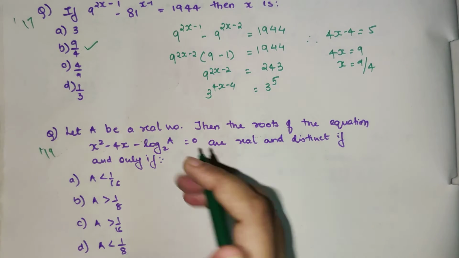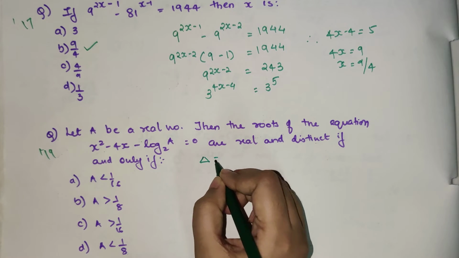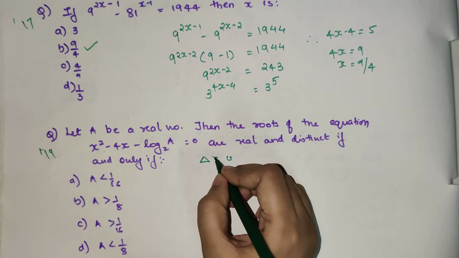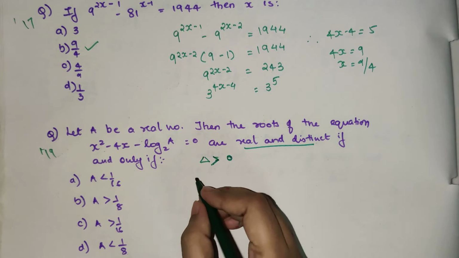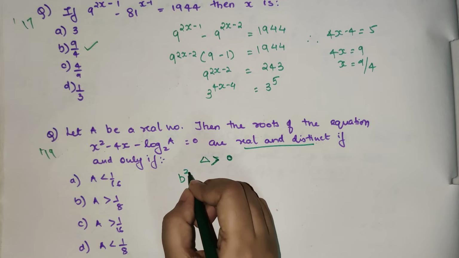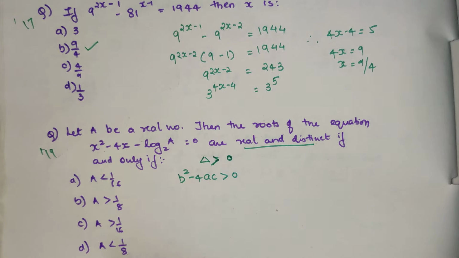Okay, so let's begin. Like I was saying, for this particular question, your discriminant, that is delta, is very important, and it has to be greater than 0. Why? Because the roots are real and distinct. Now what is your delta? That is nothing but b square minus 4ac. This has to be greater than 0.